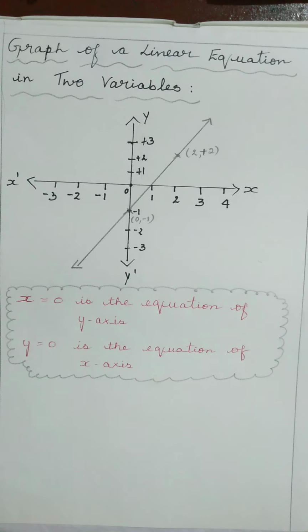On the x-axis, we can observe that the y-coordinate of each point is 0. Therefore, every point on the x-axis will be in the form of (x, 0). Similarly, we can observe that the equation of the y-axis is given by x equal to 0. To understand these concepts, children, now let us plot a graph.